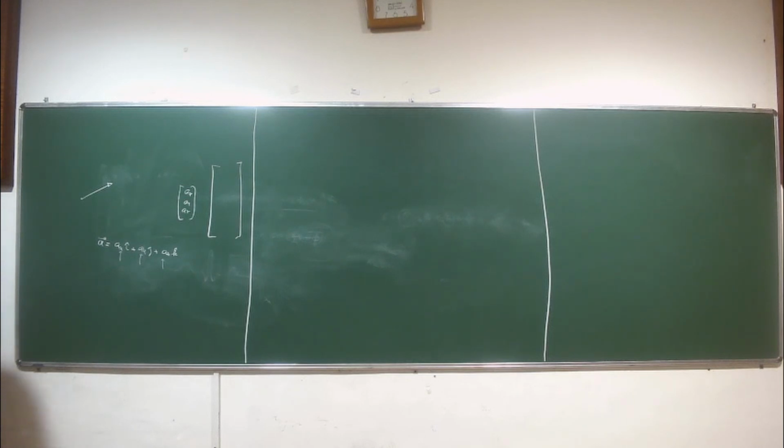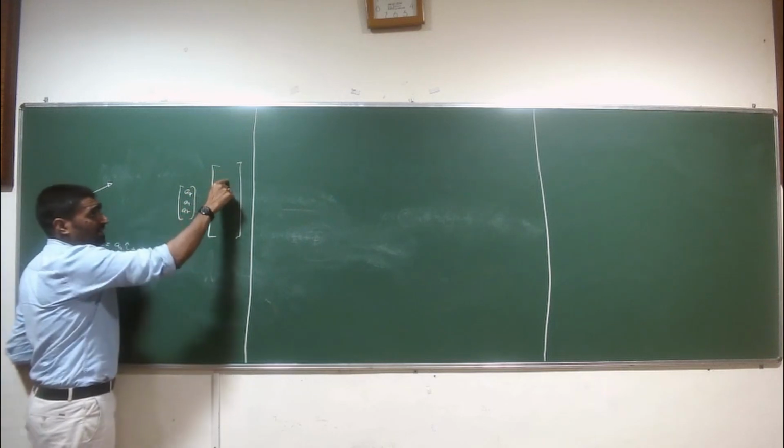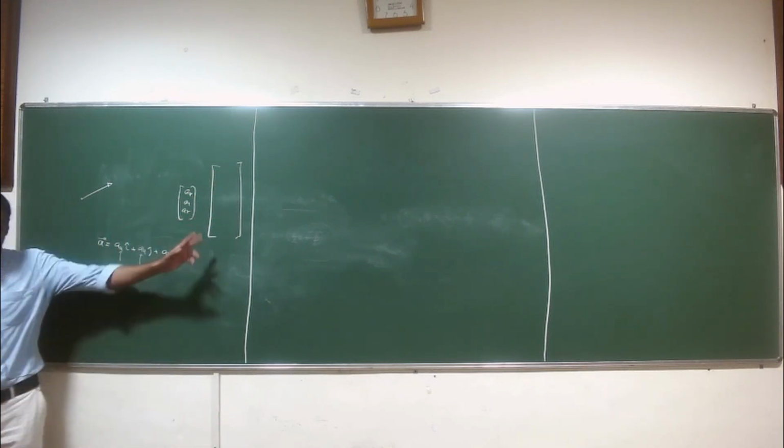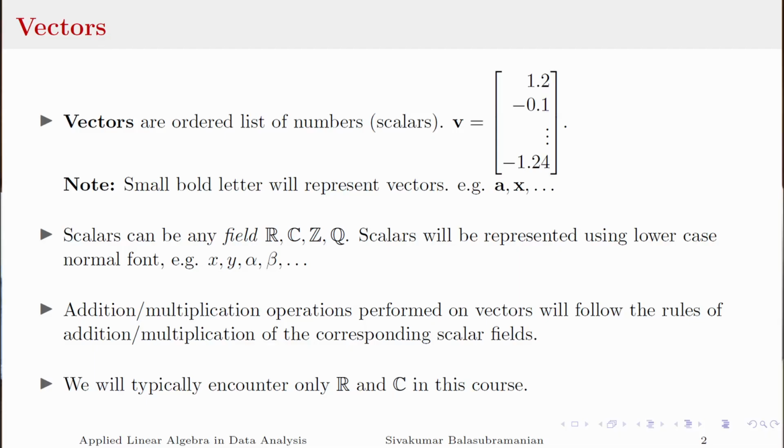Okay, you can have infinitely long vectors as well, but we won't deal with them. So a set of numbers is a vector, but again, importantly, it's an ordered list. That means the order in which you write the numbers matters. In this particular case, 1.2 comes first, minus 0.1 comes second, so on and so forth, and the last number is minus 1.24. Whenever you have an ordered list of numbers like this, that's a vector.